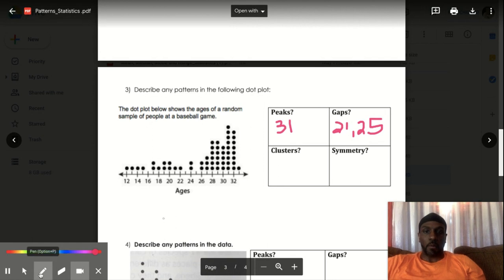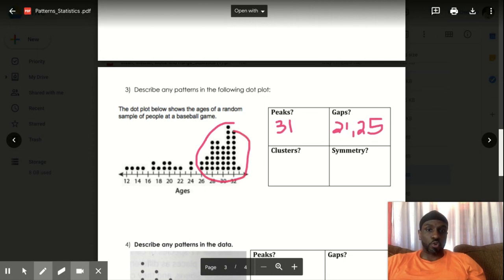Okay, now clusters. For this one, the majority of my data is clustered in one place. Yes, I have data over here on the left-hand side, but it's not as much as I have right here. I don't have as many dots over here as I have right here in this big circle. So I would say my cluster of data is between 26 and 33. That's where the majority of my data is. 26 through 33.